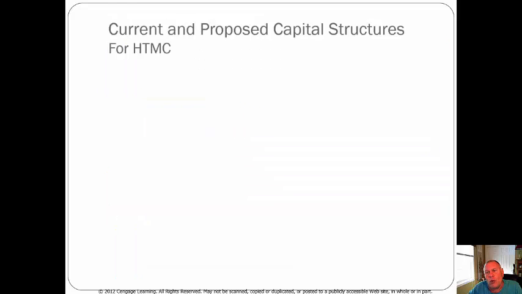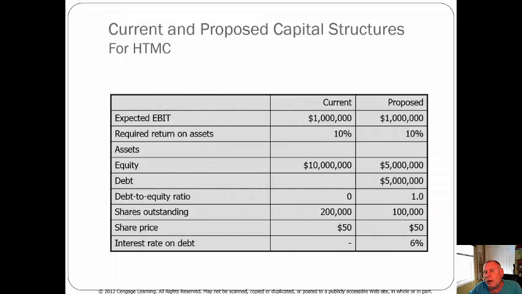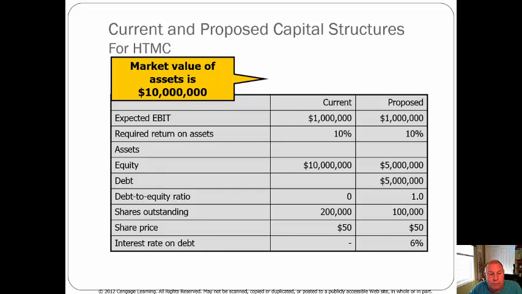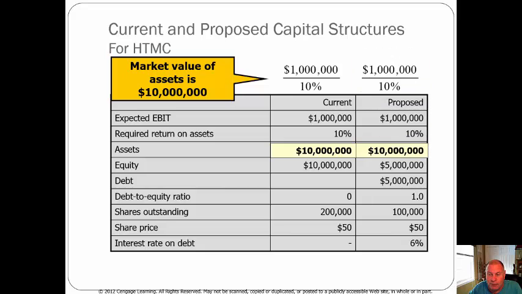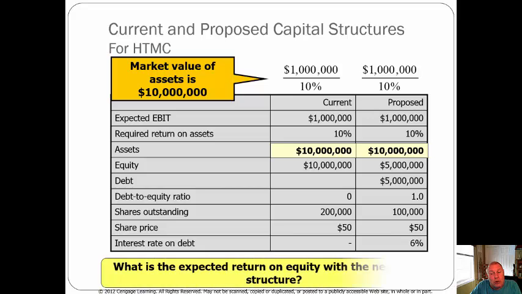So now let's take a look at what happens if you look at the current situation and then the proposed. We have expected return on assets with market value of 10%. 10% of a million is 10 million of assets. We can calculate that. So we start with the assets and the equity, 10, 10. Now it becomes 10, 5, and 5. The debt to equity ratio was 0, now it's 1. Shares outstanding, 200, now go to 100. The share price didn't change. It's still at 50. And the interest rate on the debt is 6. So what would we expect the return on equity to be with the new capital structure?